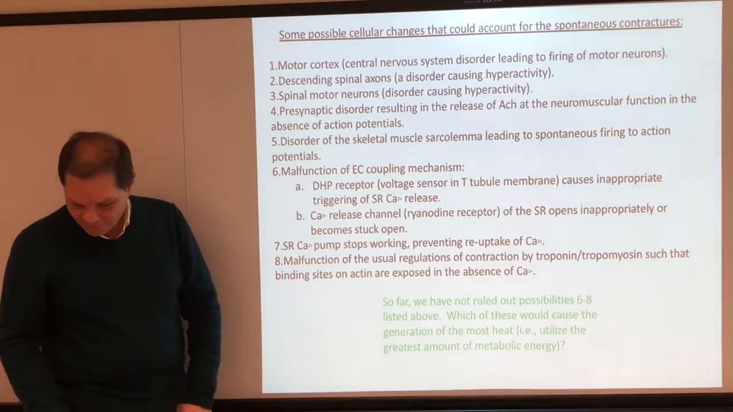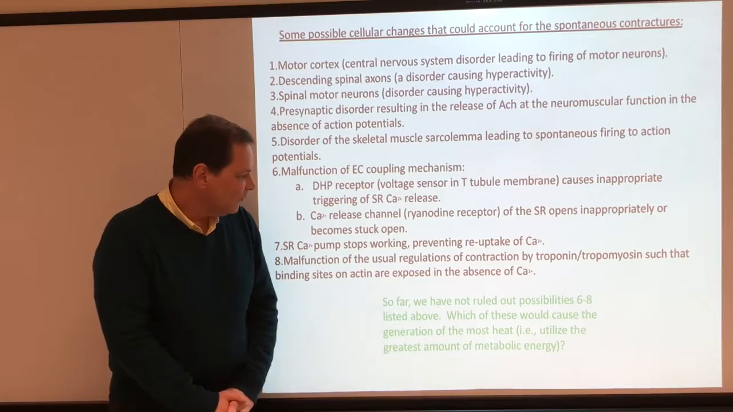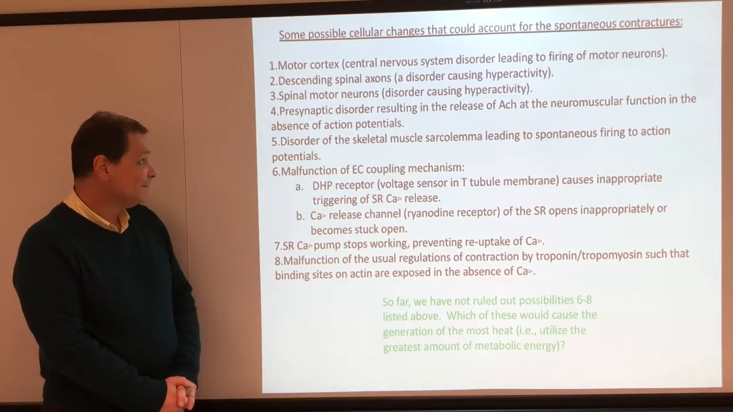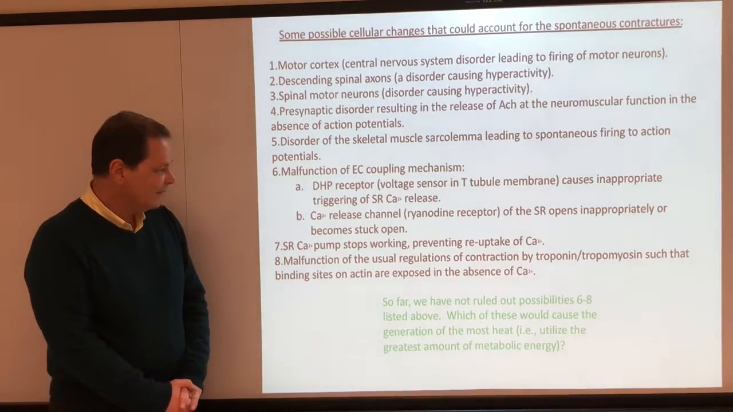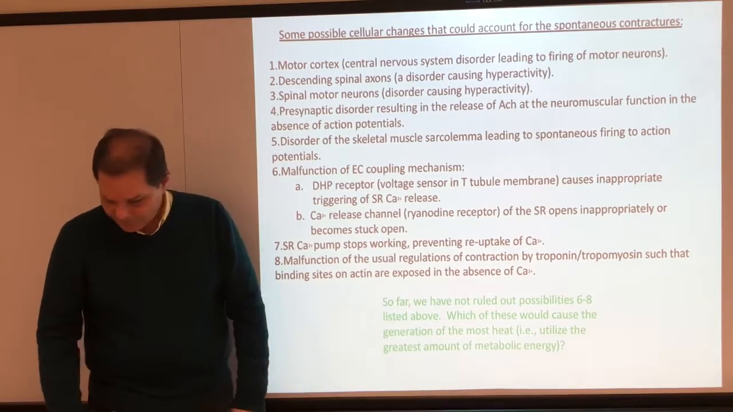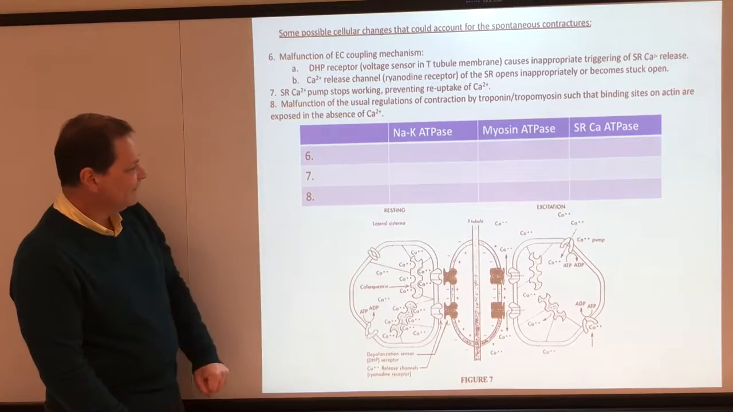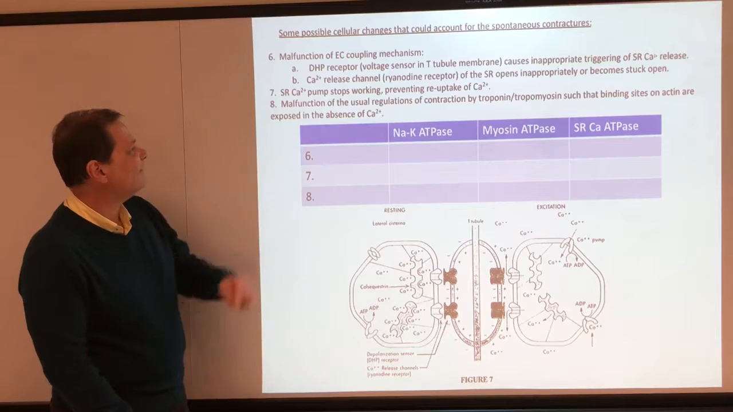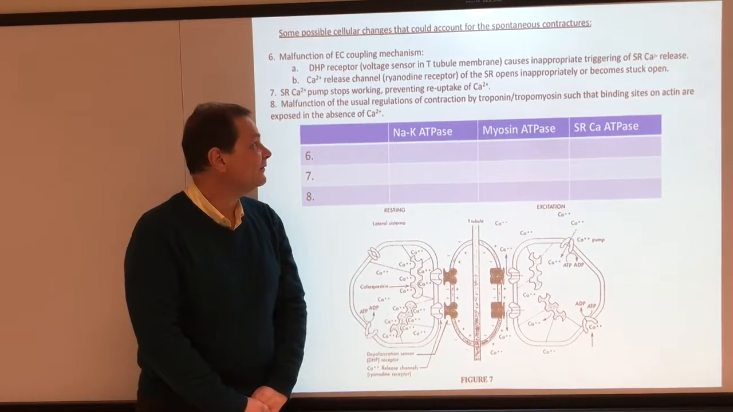So we're left with 6, 7, and 8. And we ask you, okay, which of these is the most likely cause based upon what you know about the expenditure of metabolic energy that would take place if 6 or 7 or 8 were the case. So let's take a look at this. Here's our 6, 7, and 8. And let's start with number 7. The SR calcium pump stops working and prevents reuptake of calcium.